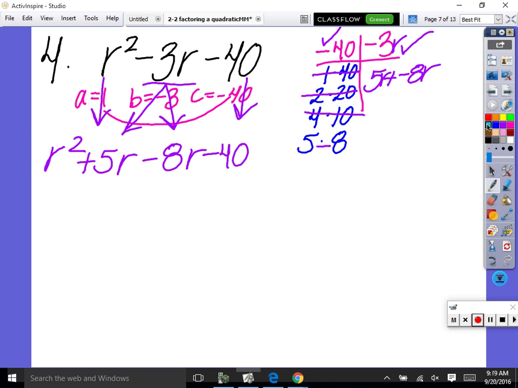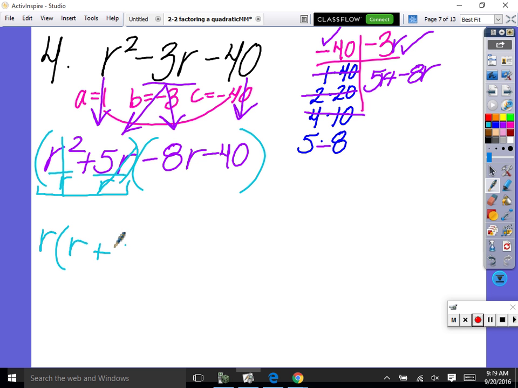So now we're at the point where we group the first two terms and we group the last two terms, including the sign, with that last group. Now we're going to factor out the greatest thing in common here, which is an r. Divide by r, divide by r. So left is r plus 5, correct?